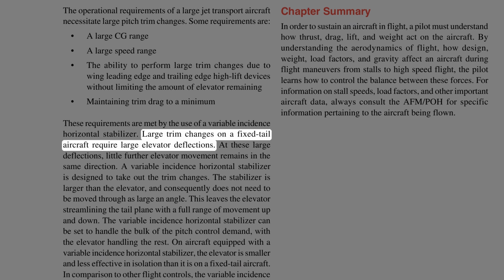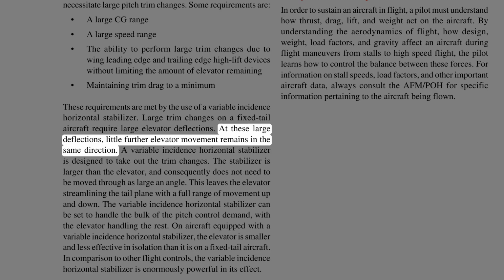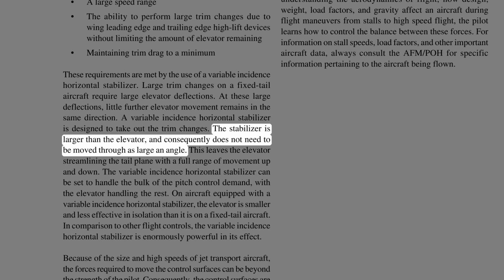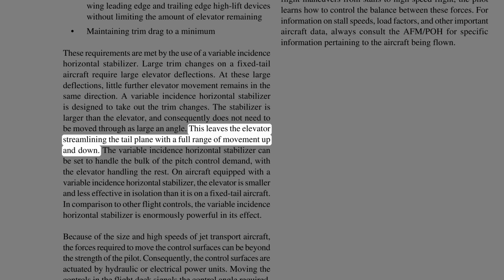Large trim changes on a fixed-tail aircraft require large elevator deflections. At these large deflections, little further elevator movement remains in the same direction. A variable incidence horizontal stabilizer is designed to take out the trim changes. The stabilizer is larger than the elevator, and consequently does not need to be moved through as large an angle. This leaves the elevator streamlining the tailplane with a full range of movement up and down.